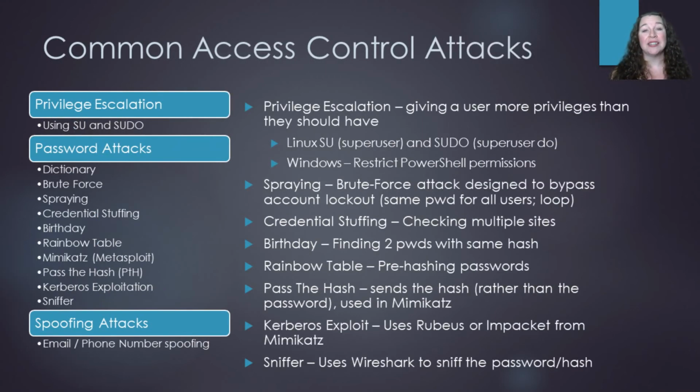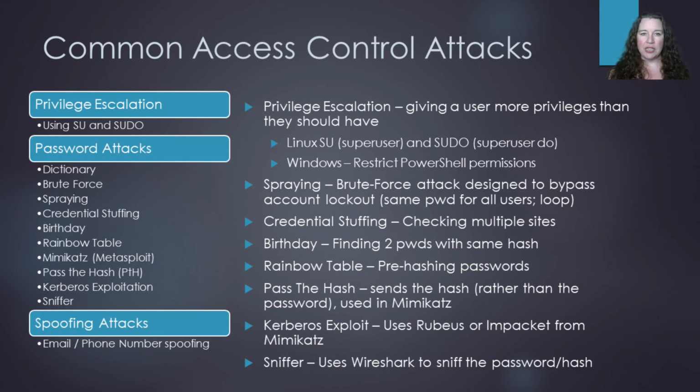So, a couple of access control attacks. Access control being, how do we control who is able to access the data? So the attacks that are related to that. The big one is privilege escalation, using superuser or sudo attacks in Linux or PowerShell permissions in Windows. Generally, you want to limit any superuser permissions on a Linux machine, and you want to restrict any PowerShell permissions on a Windows machine, because those can give users more privileges than they should have.